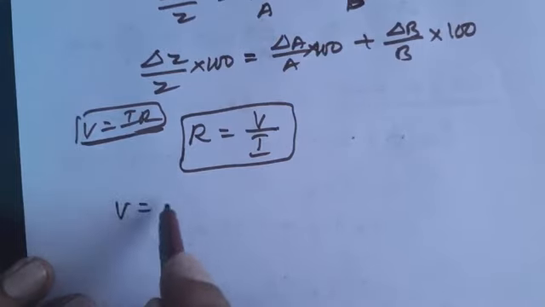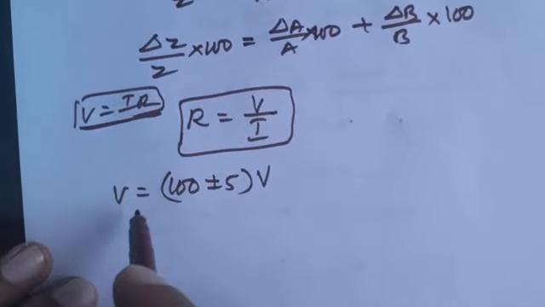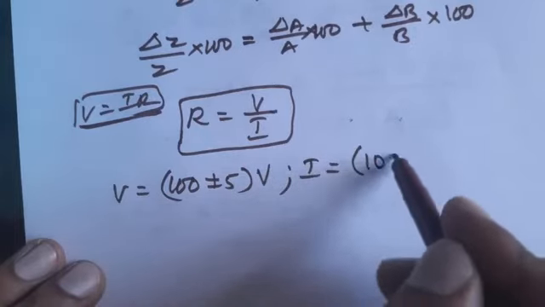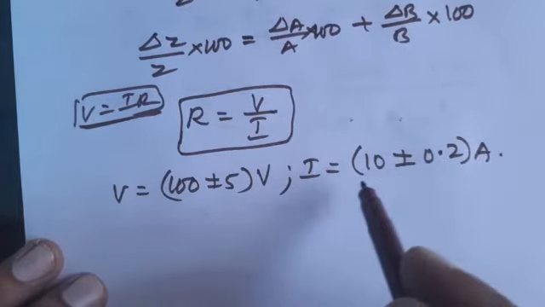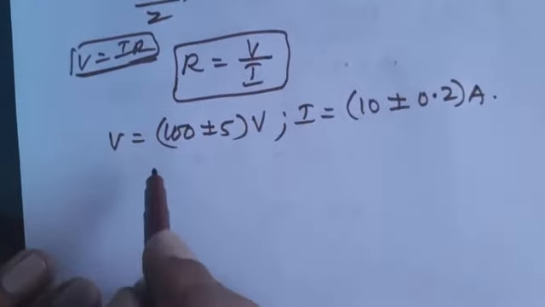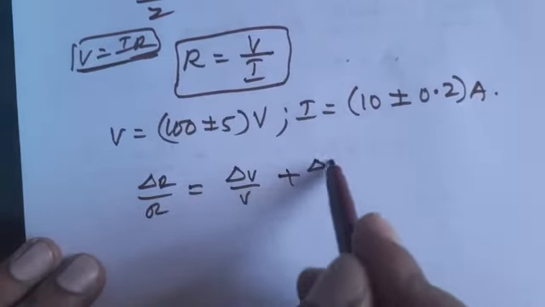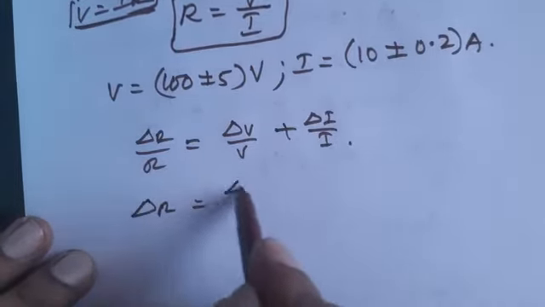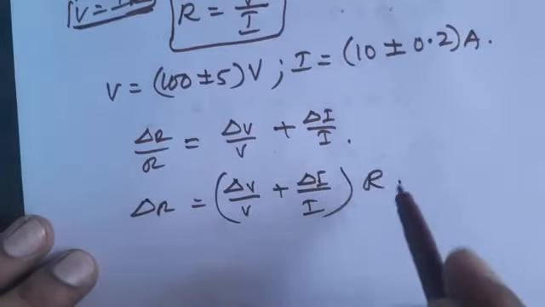Let V equal 100 plus or minus 5 volts. V is voltage measured in volt. And I equals 10 plus or minus 0.2 amperes. So current is measured in amperes. Now we are going to find the percentage error in calculating resistance. So what is the formula? Delta R by R equals delta V by V plus delta I by I, or delta R equals delta V by V plus delta I by I, into R.